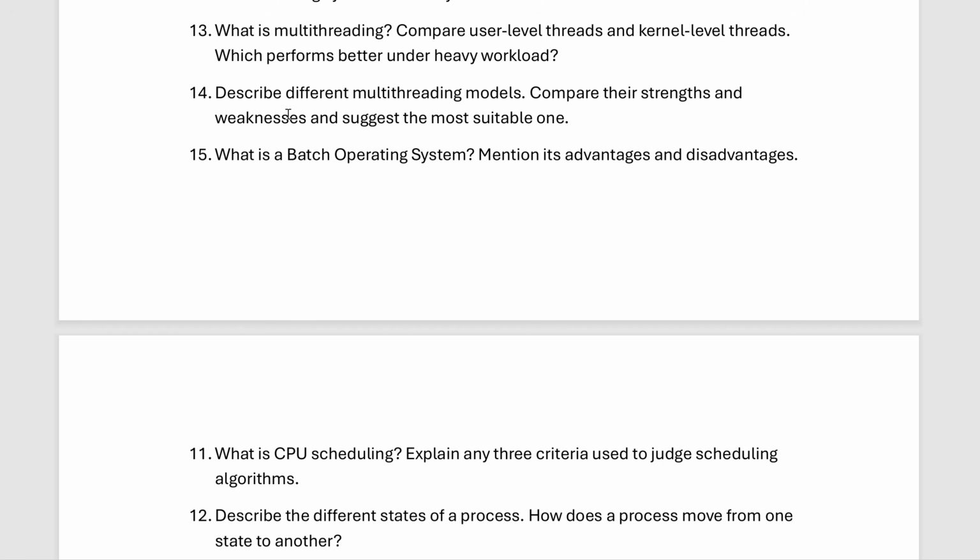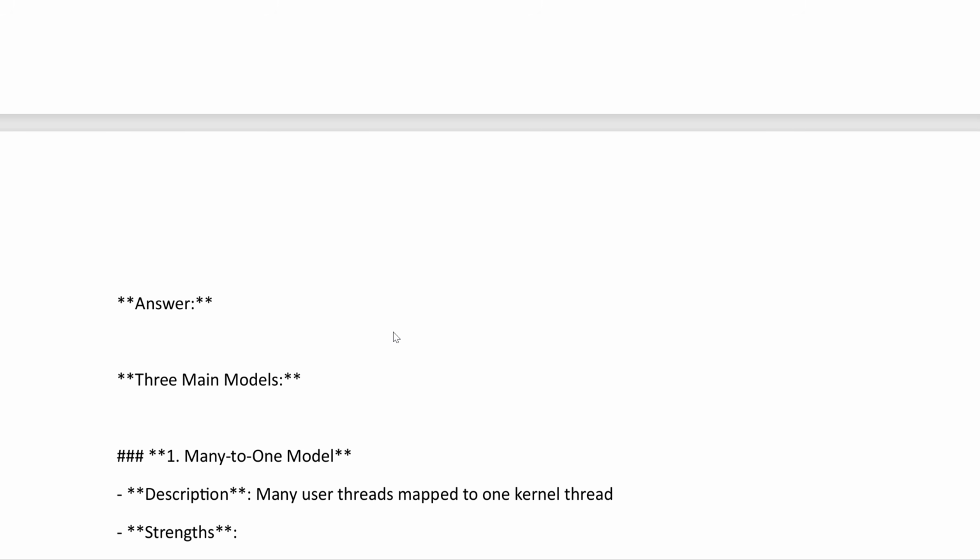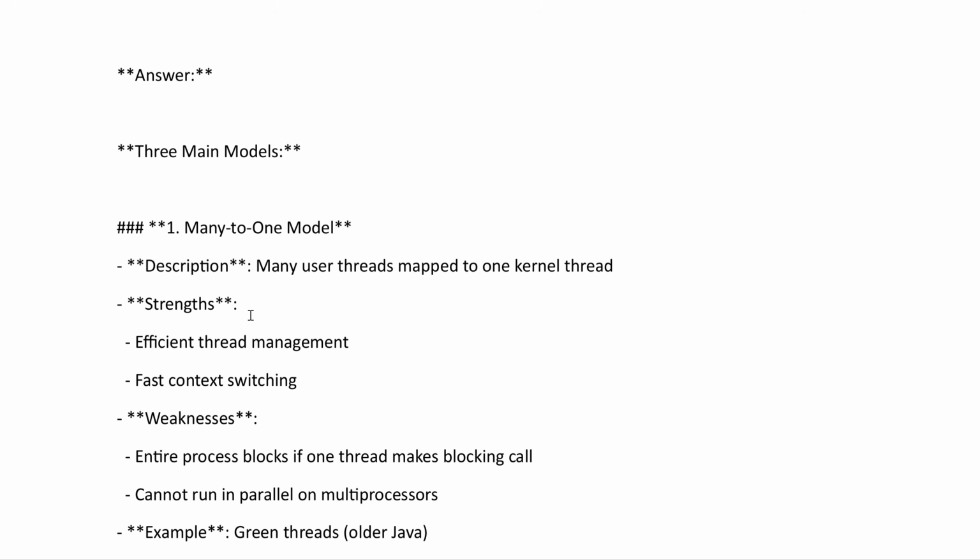Next question is about the multi-threading models. That is, describe different multi-threading models, compare their strengths and weaknesses, and suggest the most suitable one. So there are three main models. First one is the many-to-one model, where many user threads map to one kernel thread.